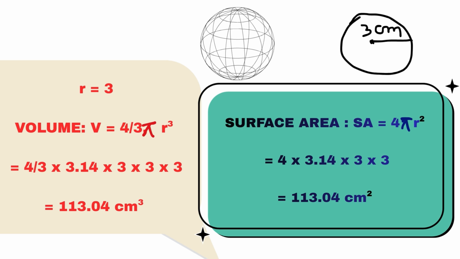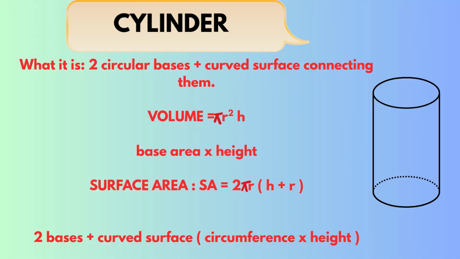And surface area formula also we know, 4 pi r square. We will put the values and simplify it, and we get 113.04 centimeter square. Okay. Next, move to cylinder. Cylinder, we have two circular bases, right? You can see in the picture.